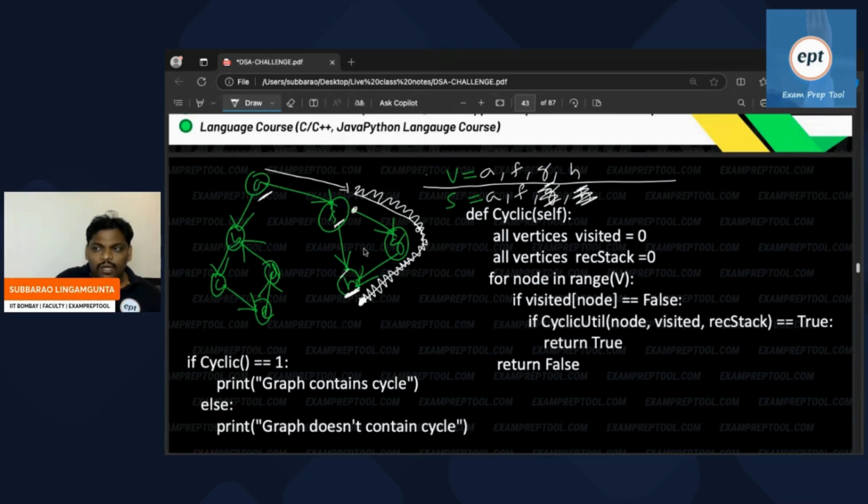F adjacent who are not visited? All are visited, so I cannot do anything. Just go back. I think F is also deleted from the stack. But one thing, F is already visited and is available in the visited array. Please be careful. Now I am at A here. A adjacent how many? F also, B also. F is over.